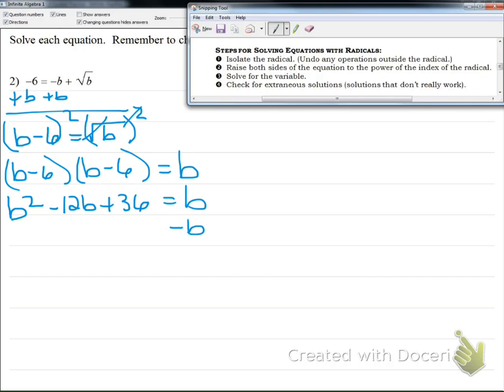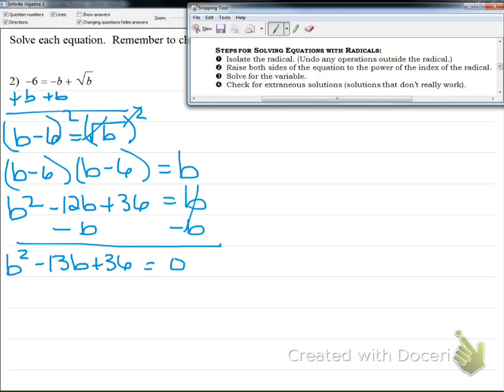It's equal to b. Now we have a quadratic that we need to set equal to 0 before we can solve it, so let's move that b over to the other side of the equation by subtracting b from both sides. Combine some like terms here, so we know that that is equal to 0. That was the whole point of moving that b. So we have b squared minus 13b, because we had a 12b minus a b, that's a 1b there. That's how we get the negative 13b, plus 36.